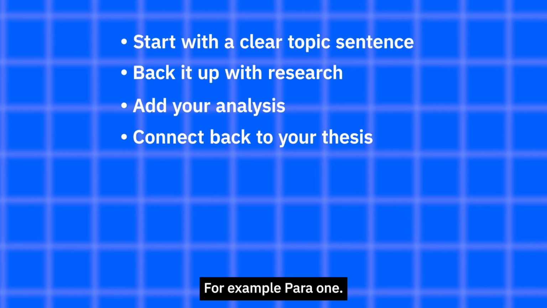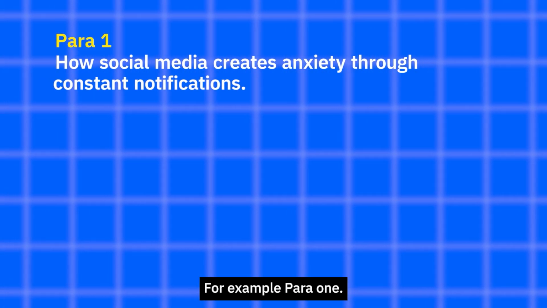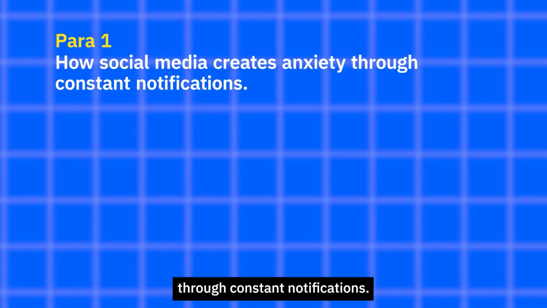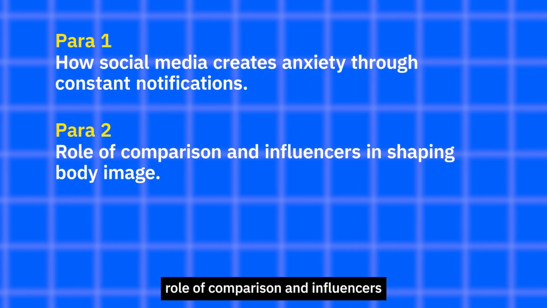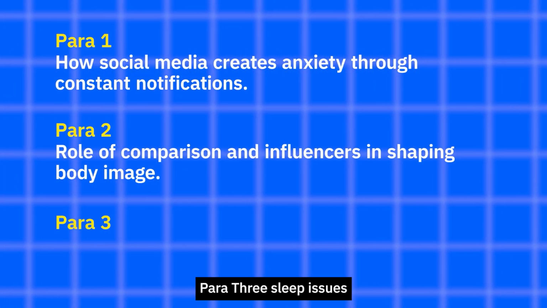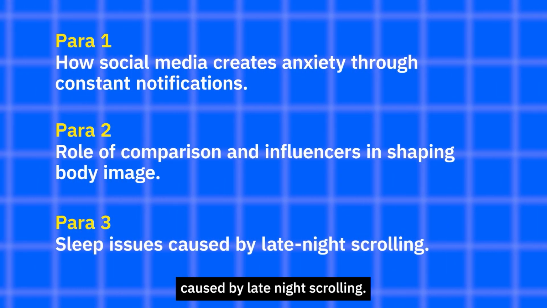to your thesis. For example, Para 1. How social media creates anxiety through constant notifications. Para 2. Role of comparison and influencers in shaping body image. Para 3. Sleep issues caused by late night scrolling.